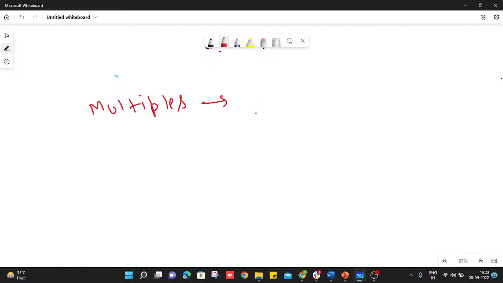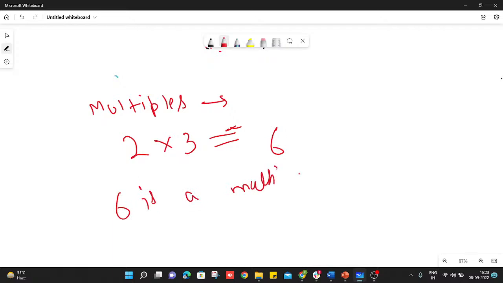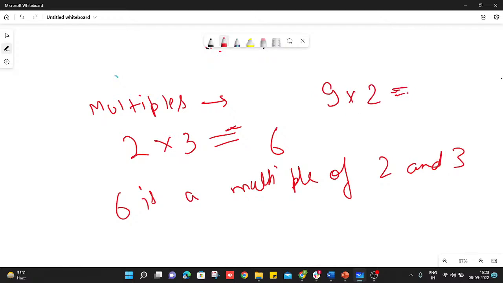What are multiples? When we multiply two numbers, we get a third number, and that number is called a multiple. 2 multiplied by 3 equals 6. 6 is a multiple of 2 and 3. Understood? 18 is a multiple of 9 and 2.